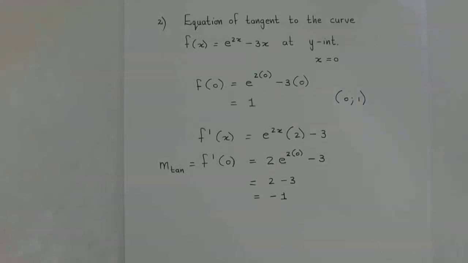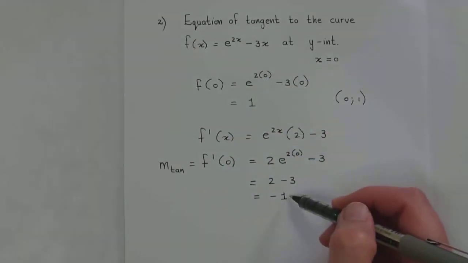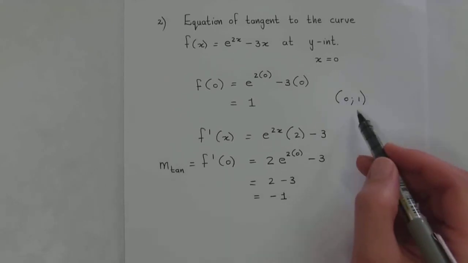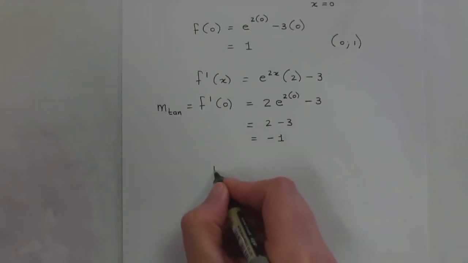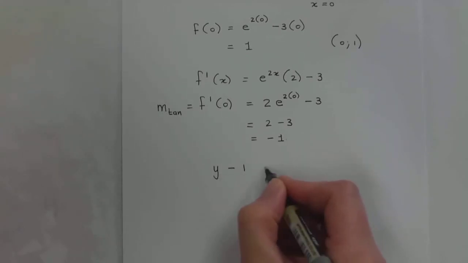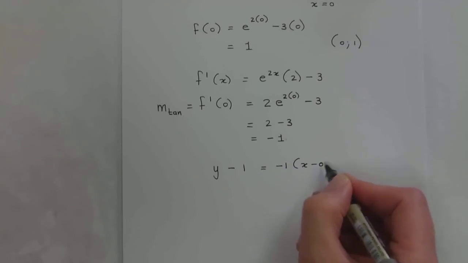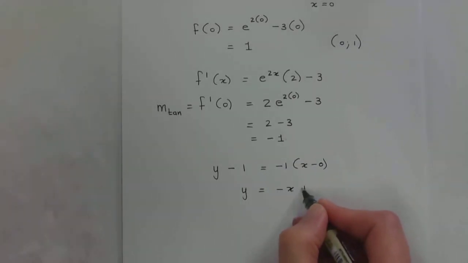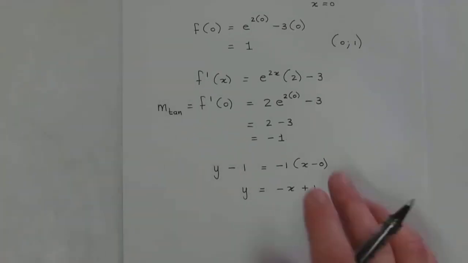And then remember the equation of a tangent is just a straight line. So I've got the gradient of the straight line, I've got the point of contact of that straight line, so I can then just sub it into my normal formula. y minus 1 is equal to the gradient, negative 1, times (x minus 0). And that then means y is equal to minus x plus 1. And that is the equation of that tangent that I'm looking for. And according to the textbook, my answer is correct.